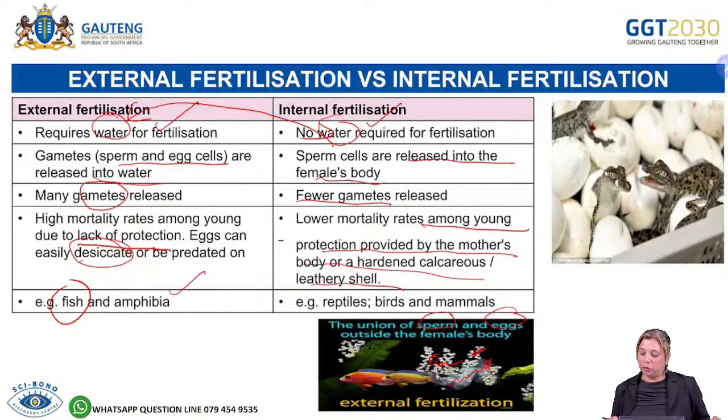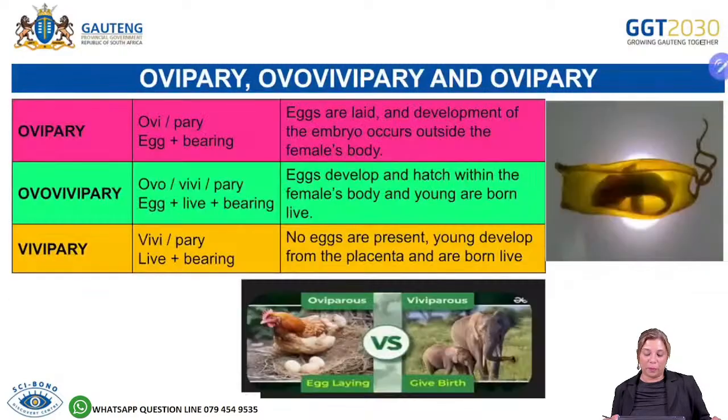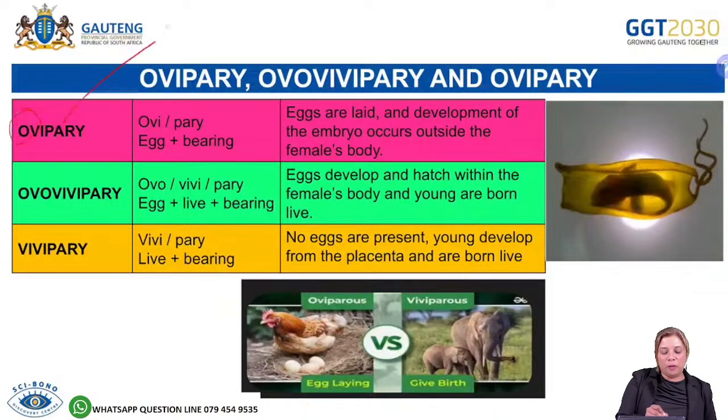And then if we move on, we've got oviparity, ovoviviparity, and then we've got viviparity. Okay, so let's talk about each one. When you are studying this, I want you to only consider the first two. So let's talk about oviparity. When you think of oviparity, I want you to think of the letter O, because eggs are laid. And I want you to remember the O for outside.